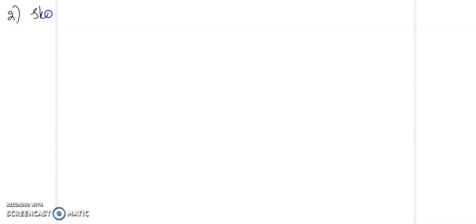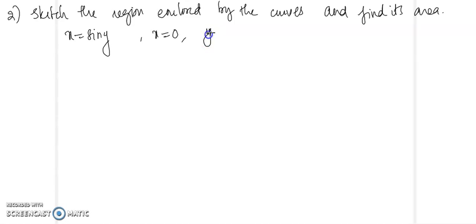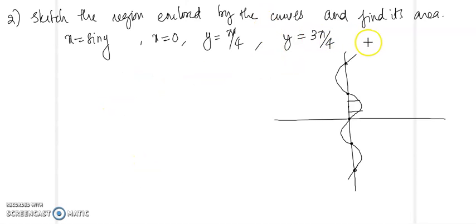Next problem is sketch the region enclosed by the curves and find its area. So you have x equal to sin y and x equal to 0, then y equal to pi by 4 and y equal to 3 pi by 4. So this is the given region.